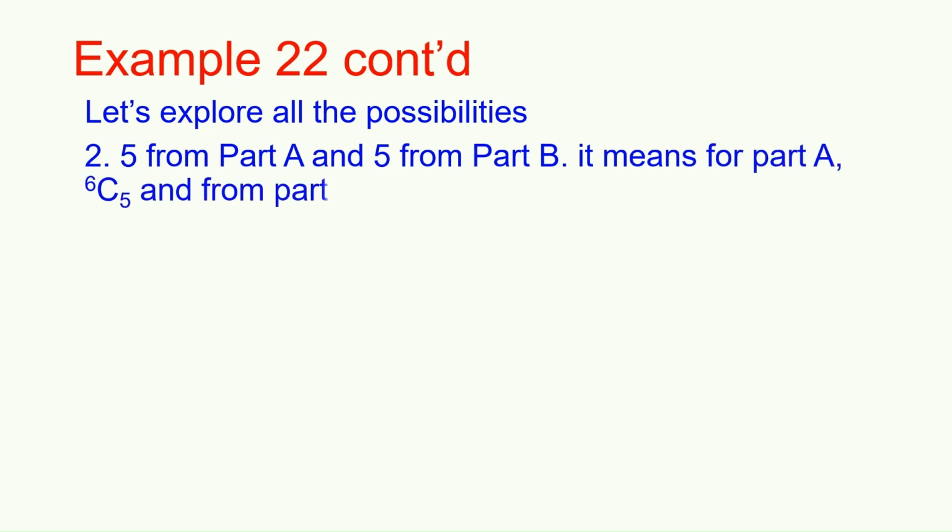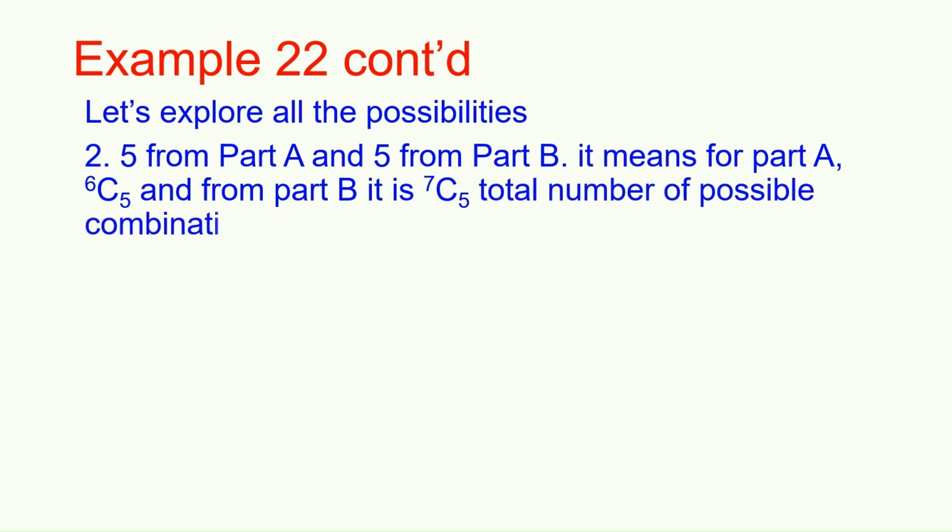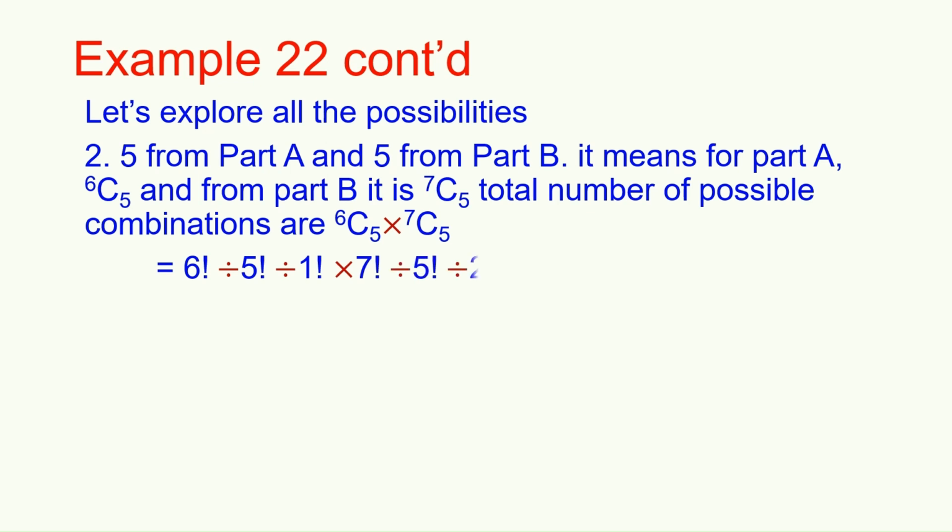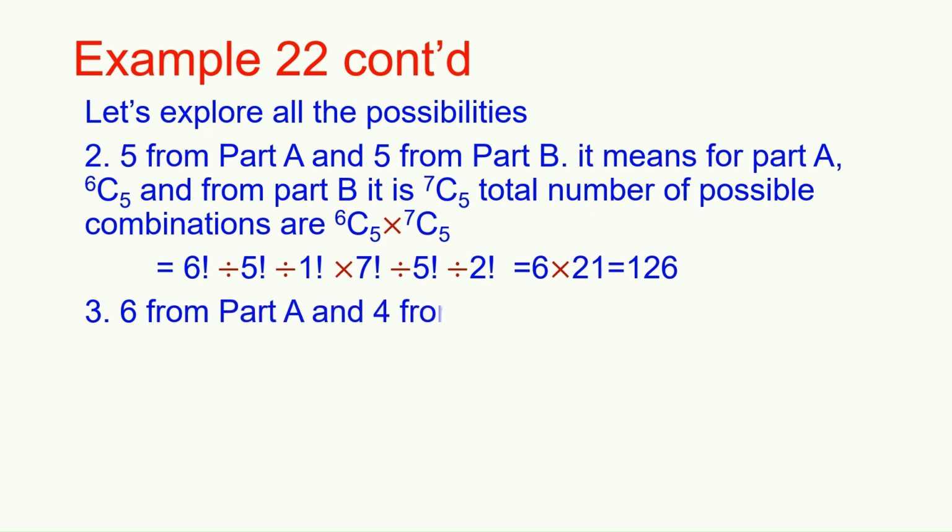In the second scenario, 5 from part A and 5 from part B. It means for part A, 6C5, and from part B, 7C5. Total number of possible combinations is 6C5 times 7C5 equals factorial 6 divided by factorial 5, times factorial 7 divided by factorial 5 divided by factorial 2, equals 6 times 21 equals 126.